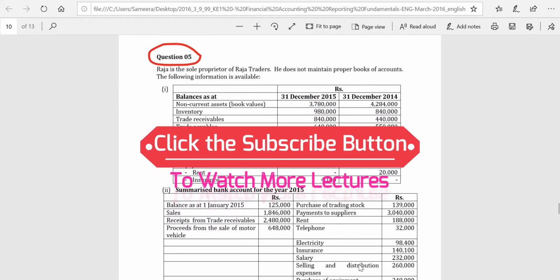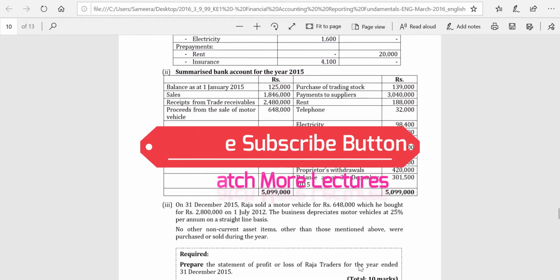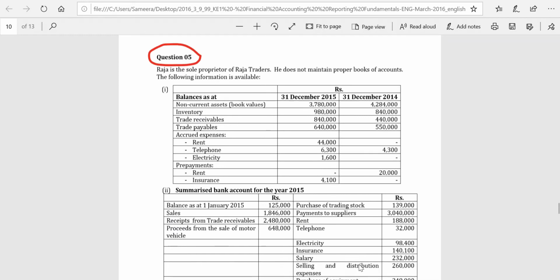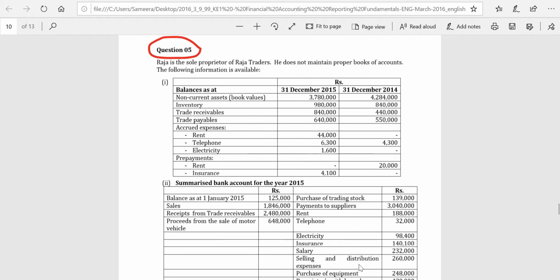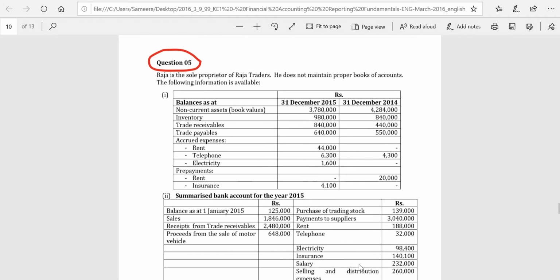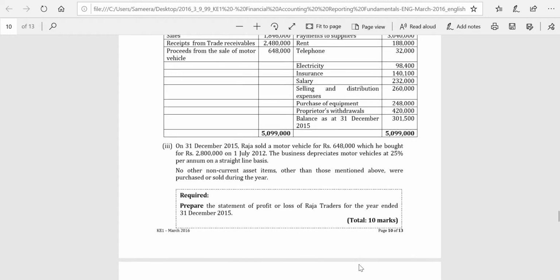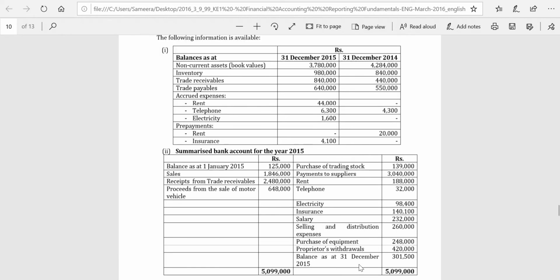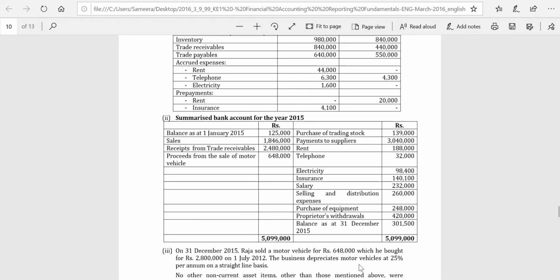So what you can do is go through the question, because I have already gone through the question. Straight away I'll move on to the calculation part of it. Just pause the video and go through the question thoroughly, and then come back to the answer. Pause for 5 minutes and come back to the answer.